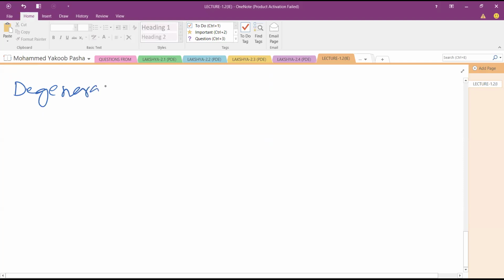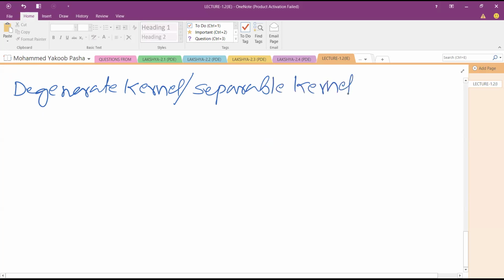Degenerate kernel. This is also known as separable kernel. Degenerate kernel is also known as separable kernel. Okay. What is the meaning of degenerate kernel?